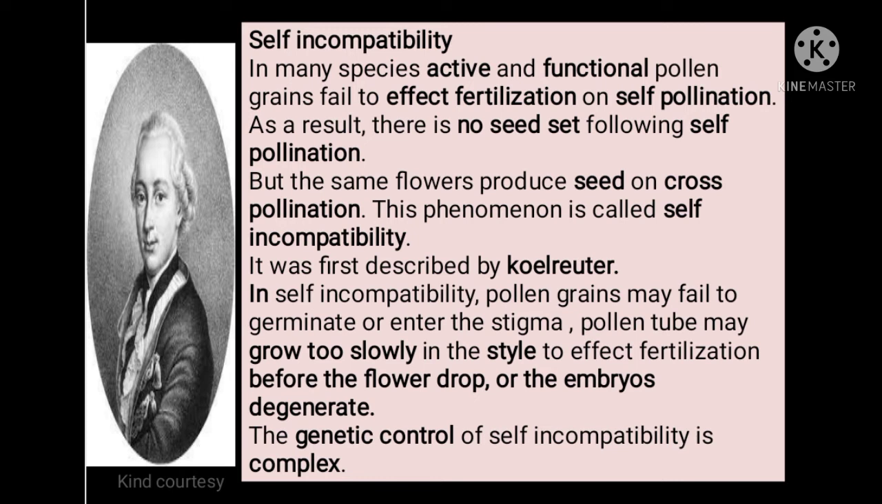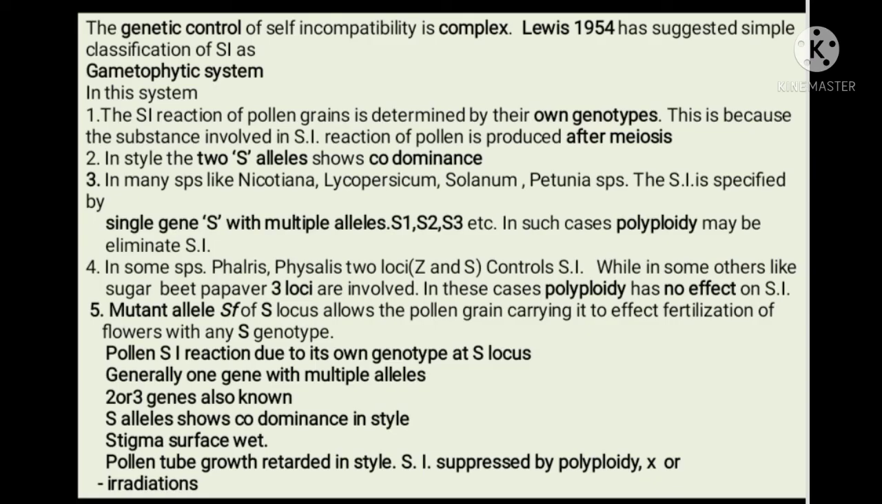In self-incompatibility, the pollen grains fail to germinate or enter the stigma. The pollen tube may grow too slowly in the style to effect fertilization before the flower drops, or the embryos degenerate. The genetic control of cell compatibility is complex. Lewis in 1954 suggested a simple classification: self-incompatibility is divided into a gametophytic system and a sporophytic system.